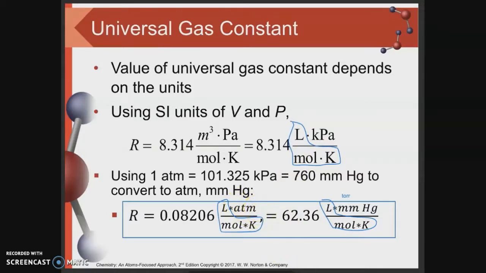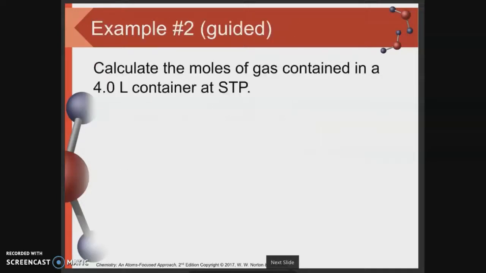So let's take a look at a couple of examples of some calculations that we can do with the ideal gas law and this universal gas constant. Now the first one is actually a bit of a trick. How many moles of gas are in a 4-liter container at STP? You could use the ideal gas law to solve this problem. But if you think back to Avogadro's law, one of the very simple things that was brought out of Avogadro's law is that 1 mole of gas at STP is equal to 22.4 liters.